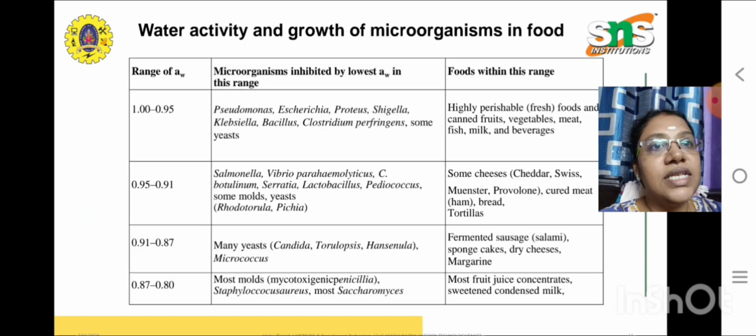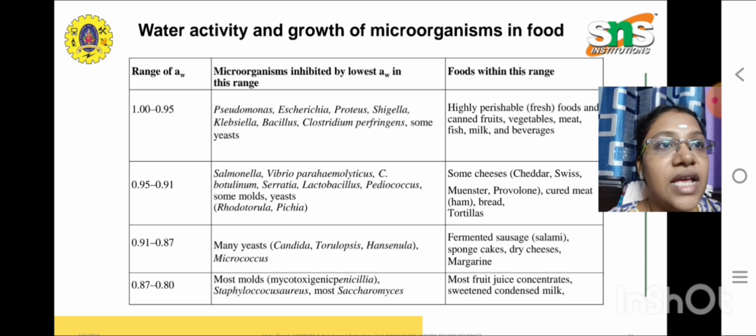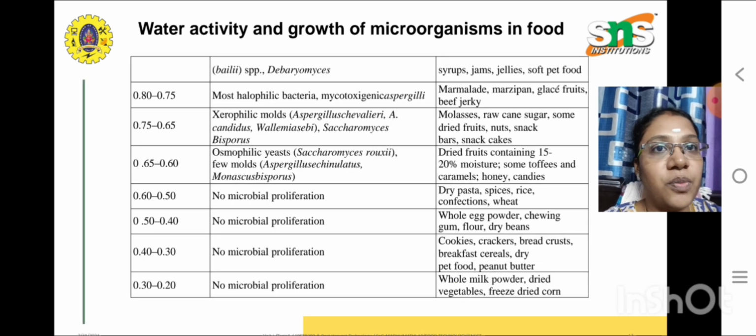As we already discussed in the above slides, we know that perishable products contain a larger amount of moisture content. So in this table they give the water activity and the growth of the microorganisms that are present in the perishable types of food products.